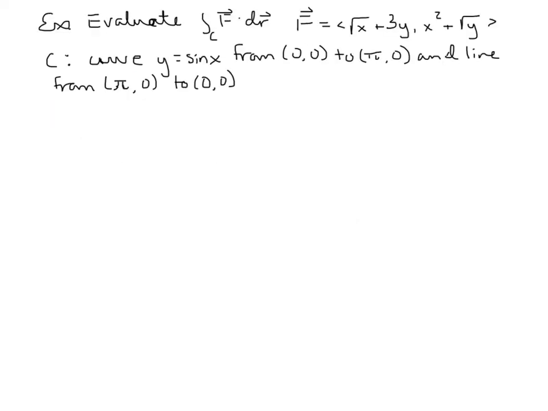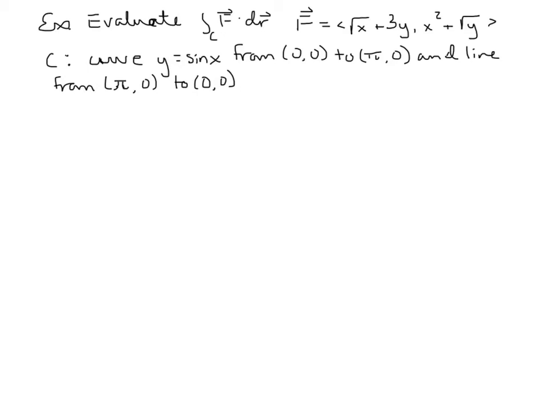All right, let's evaluate the line integral. The vector field is the field square root of x plus 3y in the x component, and x squared plus square root of y in the y component. And this line integral, the line itself, C, is the curve y equals sine of x from (0, 0) to (pi, 0), and then the line from (pi, 0) to (0, 0).